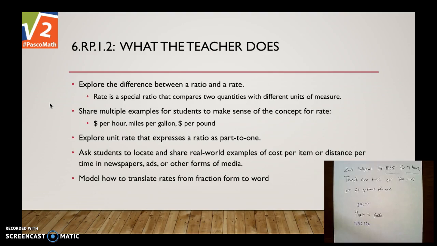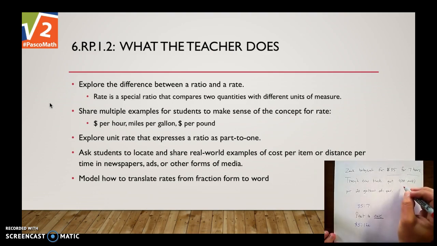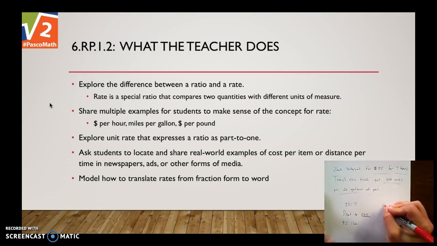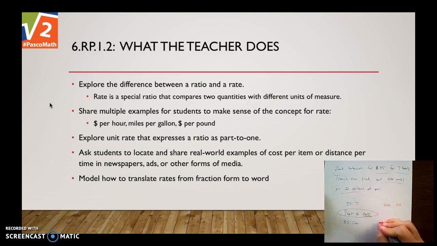In Tracy's example, we got 400 miles for 20 gallons. So I can write that as 400 to 20. And then again, if we want to focus on this part to 1 relationship here, we can write that as 20 miles to 1 gallon. So again, we're trying to get the part to 1. So showing students for unit rate, we want it per 1. So $5 per hour, 20 miles per gallon, per that 1.